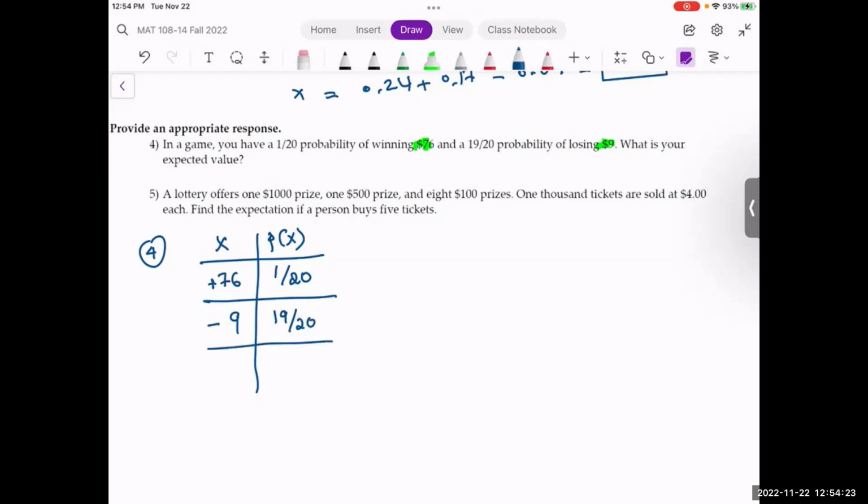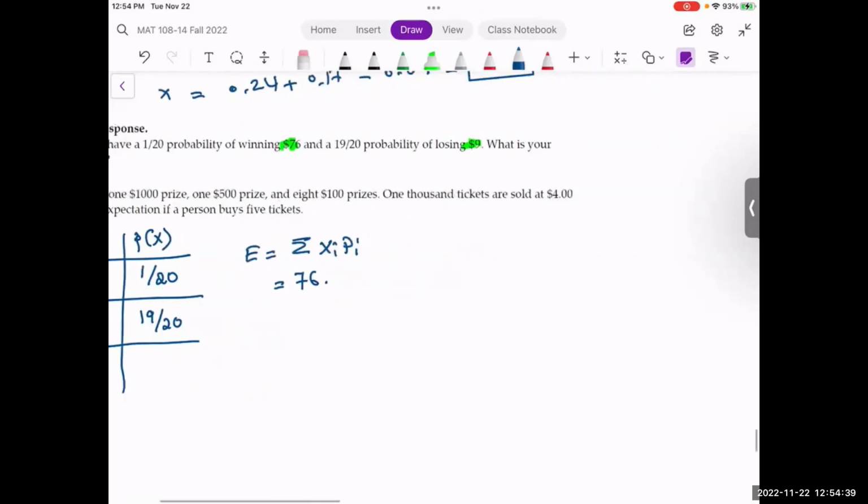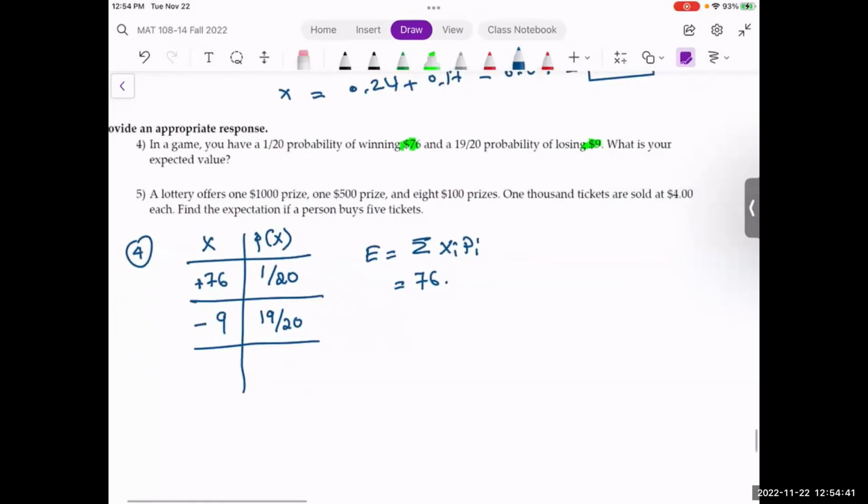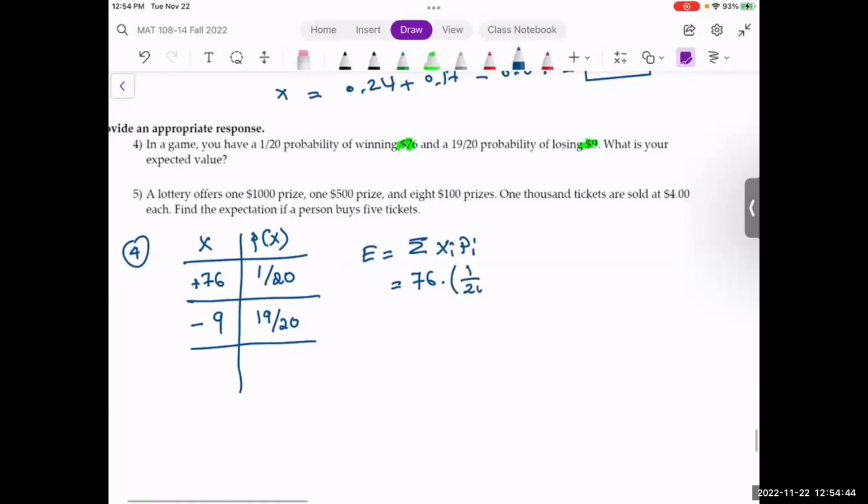So if I'm going to do this by the slow method, the expected value is going to be the sum of the xi's times the pi's, right? So it's going to be the sum of 76 times 1 over 20, minus 9 times 19 over 20, right? Okay, you can plug it into the calculator and figure out what it's going to be. Anybody get the answer?